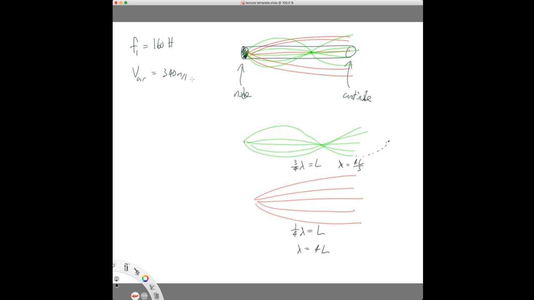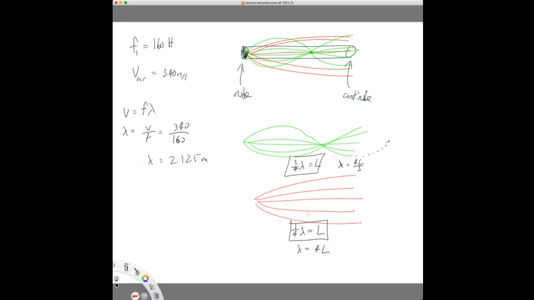Now, we have a frequency and a velocity here. We know the velocity is equal to f times lambda. And so lambda is just v over f, which is 340 over 160. Let's see what that is. That's 2.125, and that's going to be meters. What we want to do is find the shortest length possible. So if we look at these two and solve for length, we have solved for length there and there.